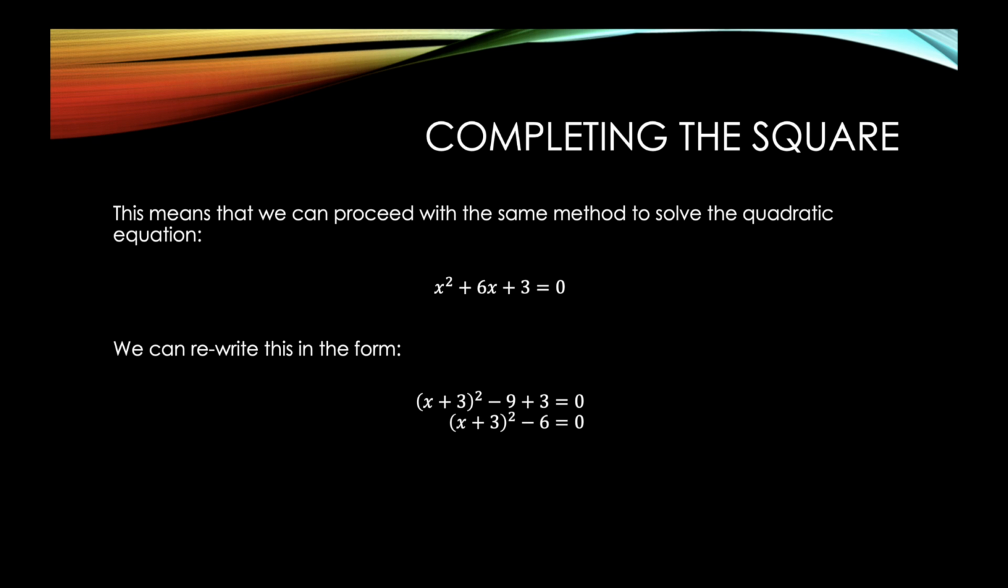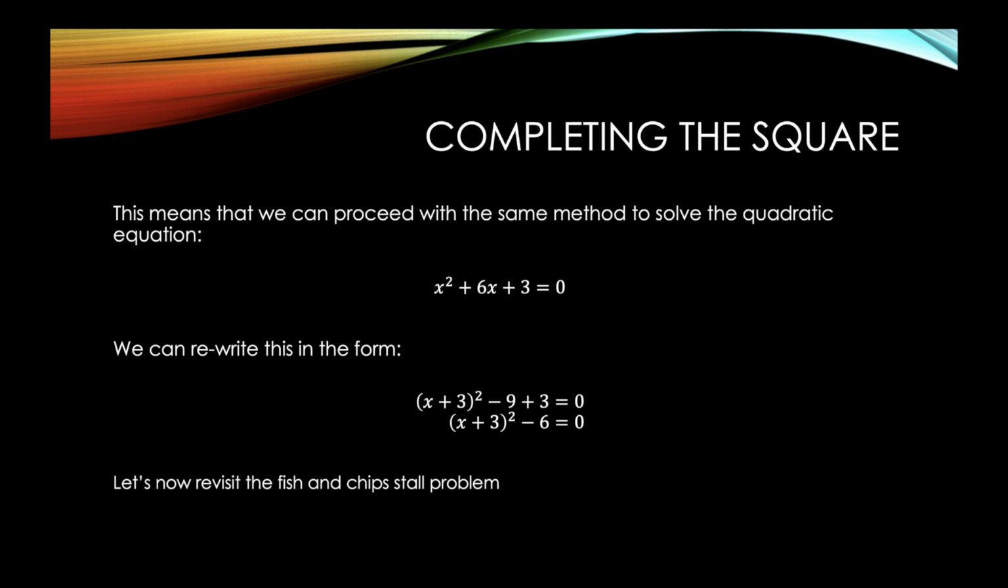Now you can collect the constant terms, and if you proceed to solve this, you will end up with two values for x. Remember that when you square root a number, you have a positive square root and a negative square root of a number.